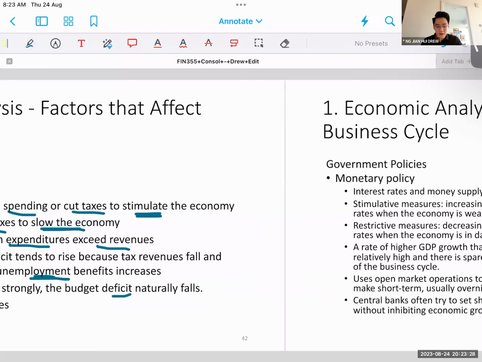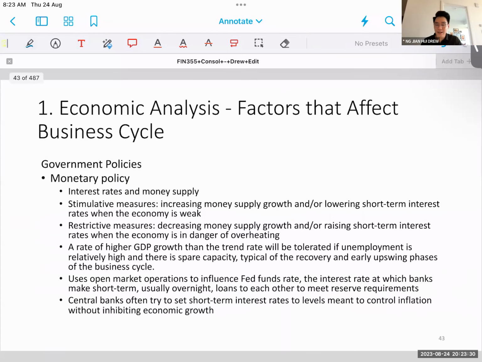So monetary policy is what is being employed now. I think it's still ongoing, but at the start of the year, there was so much talk about monetary policy in the sense of interest rates and money supply, right? So basically, the idea is that if you want to stimulate the economy, we increase the money supply and we lower the interest rate, right? When the economy is low.